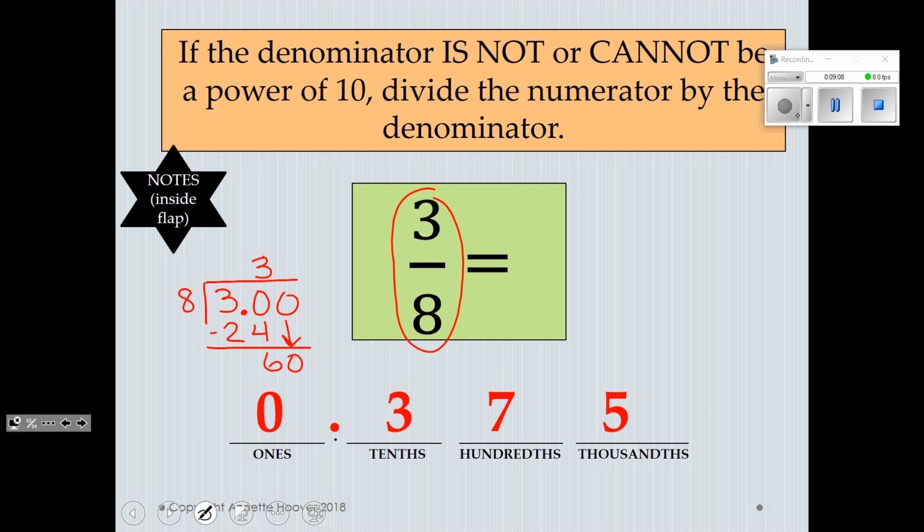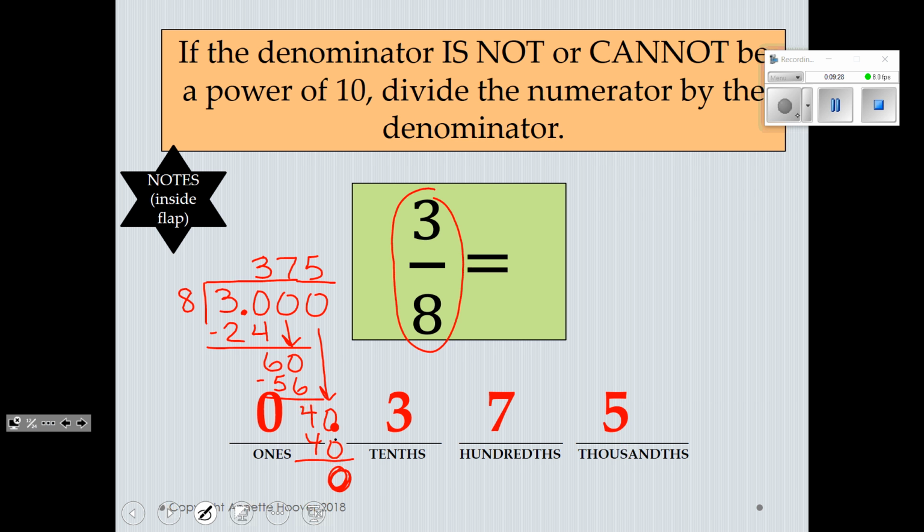60 divided by 8 would be 7. 7 times 8 is 56. When I subtract, you get 4. Add another 0 and bring it down. You have 40 divided by 8 is 5. Now watch what happens right here. 8 times 5 is 40. When you subtract, you finally get to 0. This is what a terminating decimal is.